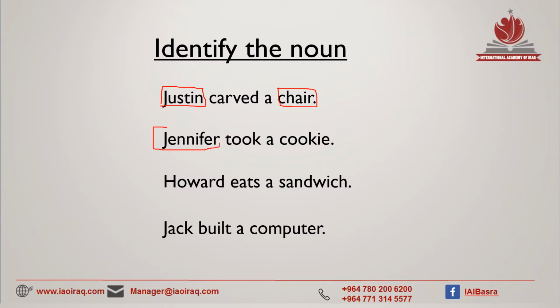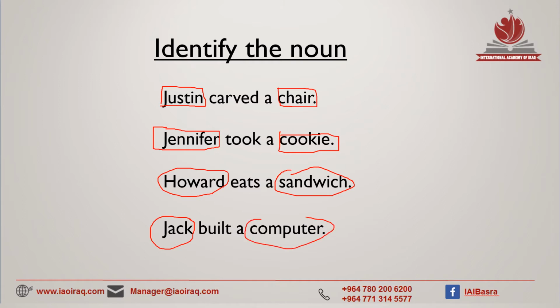Jennifer is the first noun. Cookie is the second. Howard eats a sandwich. So Howard is a person, it is a noun, and a sandwich is also a noun. Jack, person, noun, and computer. Jack built a computer. Great, guys, you should have got that all right. Let's move on.